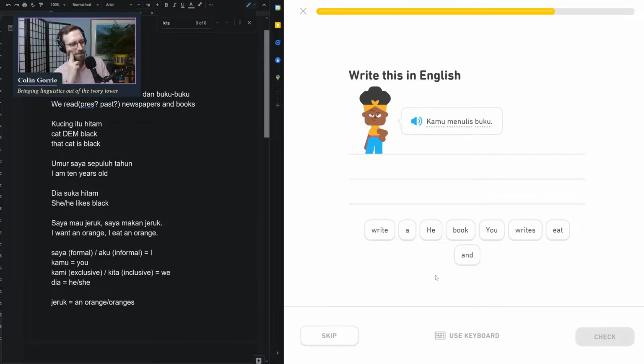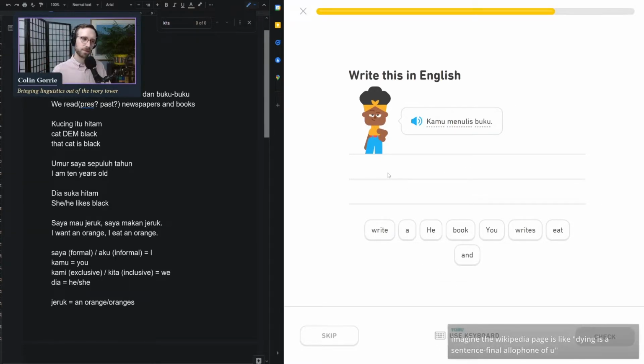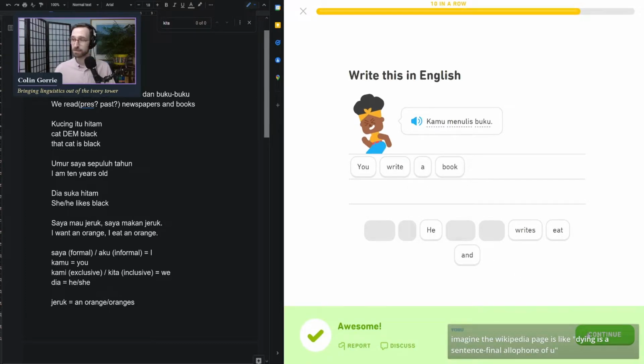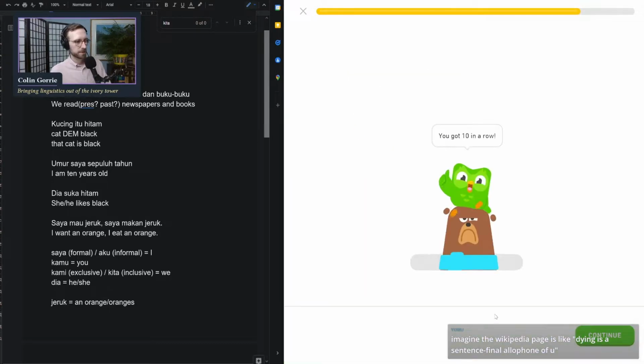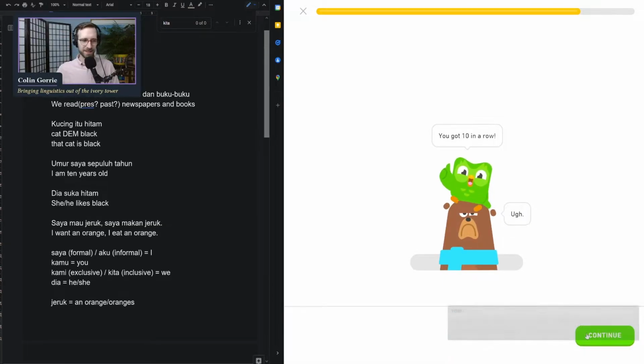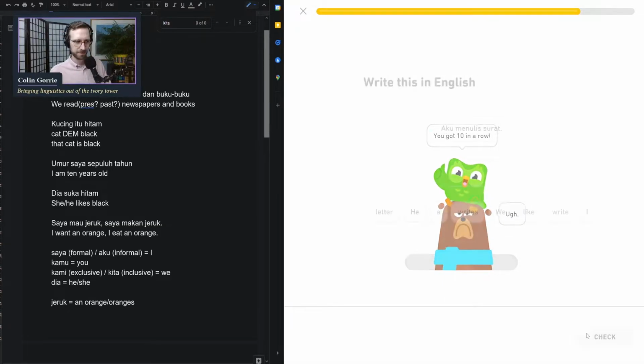Kamu menulis buku. I don't know what the sort of aspect stuff going on in Indonesian is, but kamu menulis buku. You write a book. Goodness gracious. Indeed, we did, Duo. Aku menulis surat.